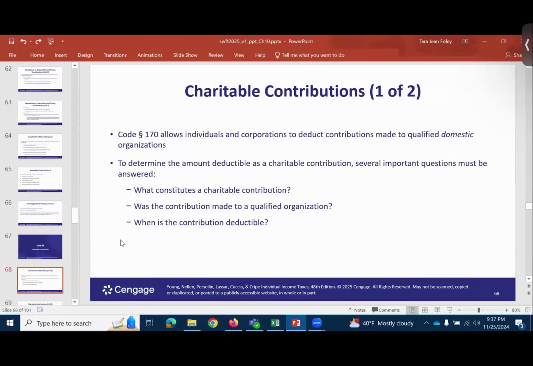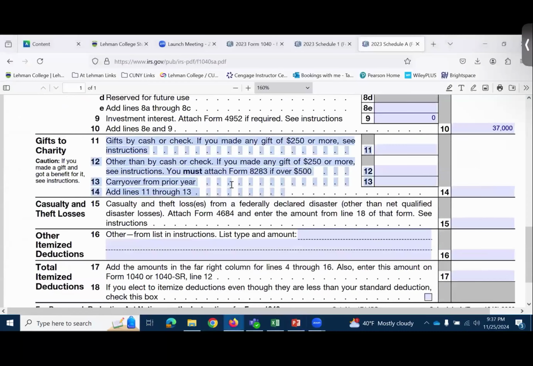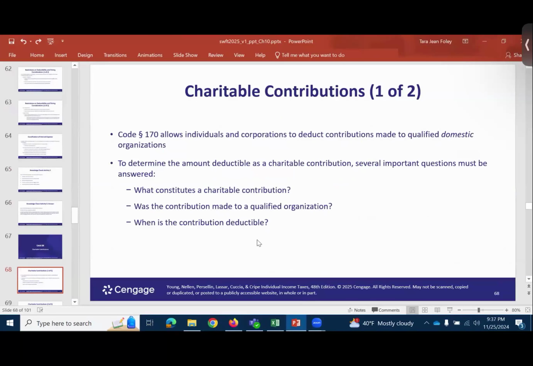All right, charitable contributions. This is here on Schedule A, charity. So what is charity? Charity is you are contributing to an organization that's a qualified domestic organization. Qualified domestic organization means that it has filed with the IRS as a 501(c)(3), and that means that it is recognized by the IRS as a qualified domestic organization.